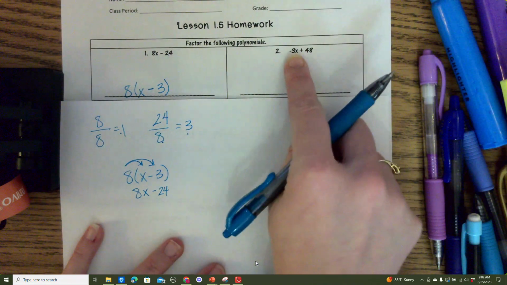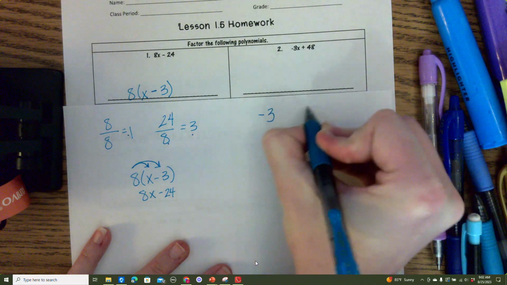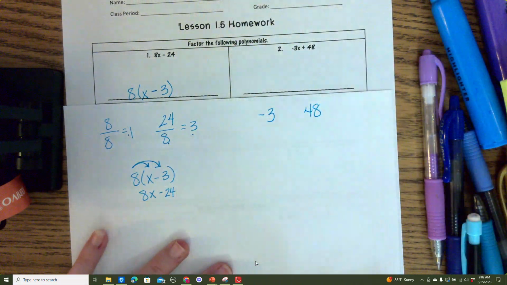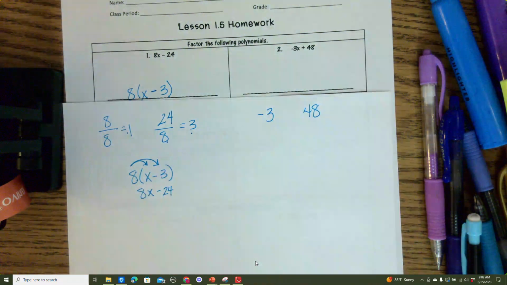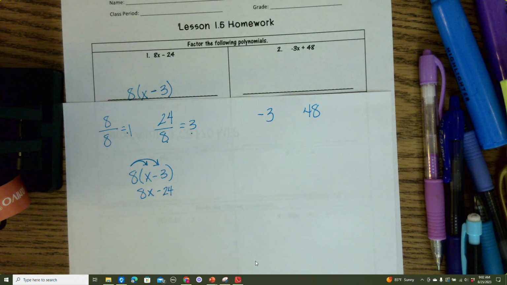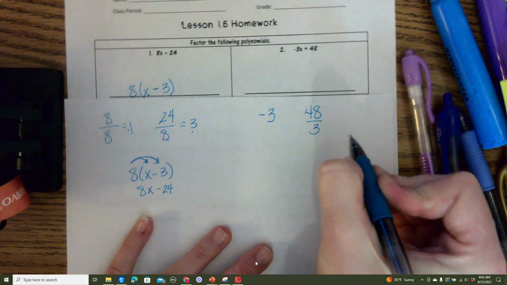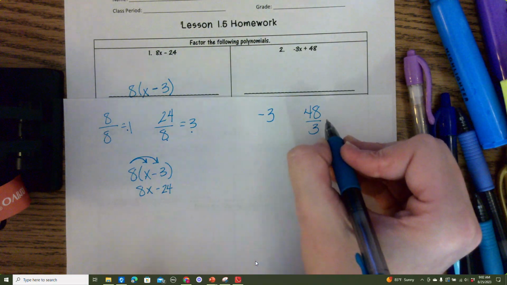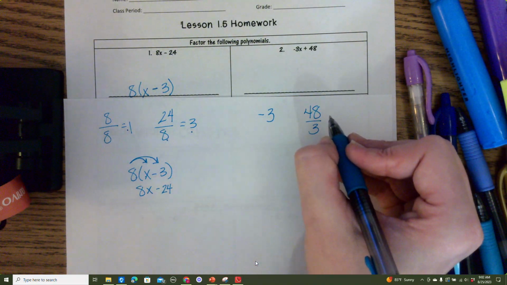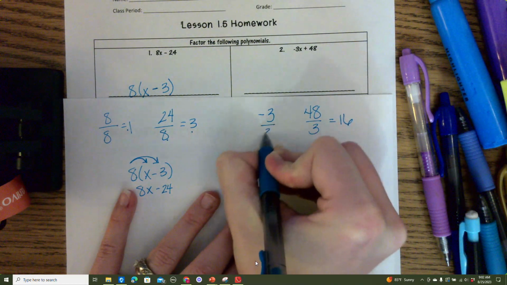So here we've got a negative 3x and a 48. So my numbers here are negative 3 and 48. So again, first thing I check is, is 48 divisible by 3? Yeah? So what is 48 divided by 3? Check on a calculator, do it real quick. 16. Okay. And then I can divide.